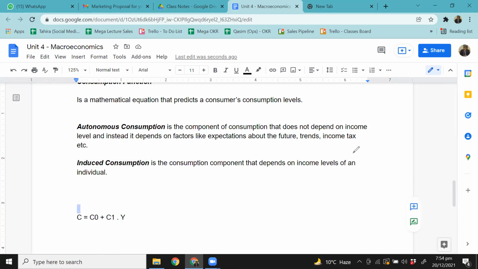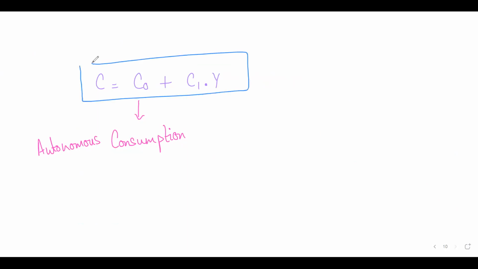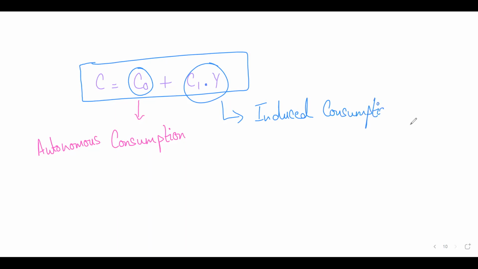So as I showed you over here, this is your consumption function. What is this showing you? Have a look at this. The total consumption of an individual is made up of two components: C naught, which is autonomous consumption, and C1 into Y, into means multiply. And this entire component is known as induced consumption. Okay, now let's move a little forward and let's talk about C1.